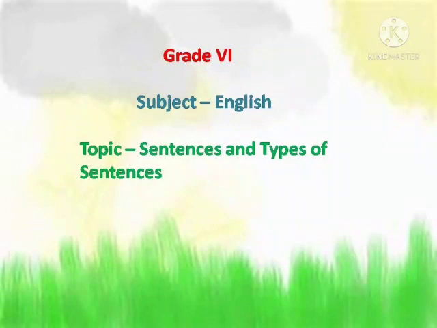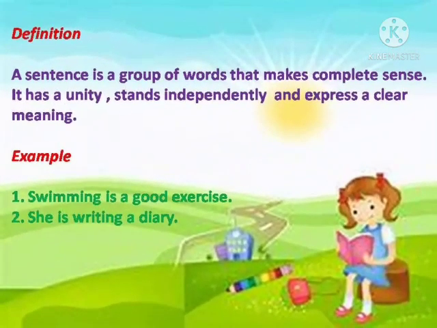Students, today we will do a grammar topic, sentences and types of sentences. So, first of all, let's see the definition of a sentence. A sentence is a group of words that makes complete sense. It has a unity, stands independently and expresses a clear meaning.